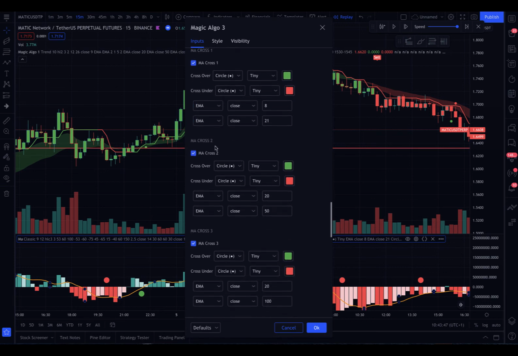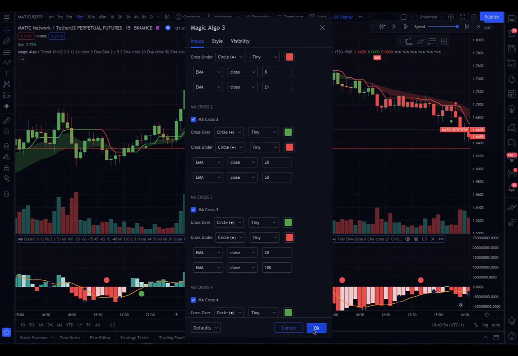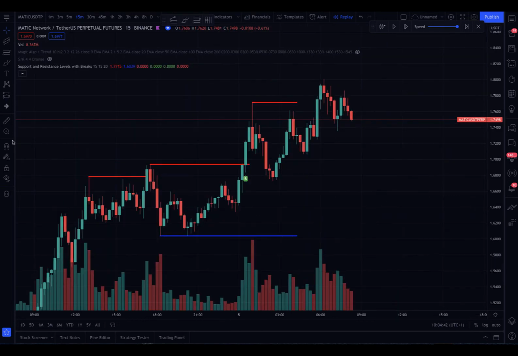Then we go down, we have more possible signals with moving averages. You can all adjust them as you wish. Okay? So this was just to show you all different possible functionalities and different signals with Magic Algo. And now let me show you a real life example. Let me show you how powerful Magic Algo can be.